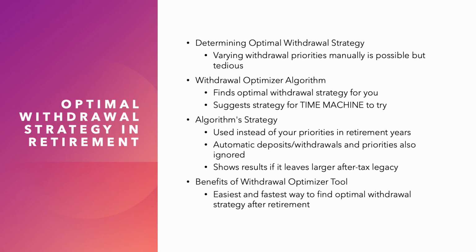The way the withdrawal optimizer works is that for all years after retirement, a sophisticated algorithm will find an optimal withdrawal strategy that maximizes your after-tax legacy. The time machine tries that strategy instead of yours, and if its strategy is better, that is, it leaves you with a larger after-tax legacy, then it will show you those results. It will warn you that both your set automatic deposits and withdrawals and your priorities were ignored because it used its own strategy. Using the withdrawal optimizer tool is the easiest and the fastest way to find an optimal withdrawal strategy or to check that the strategy you set up is near optimal.